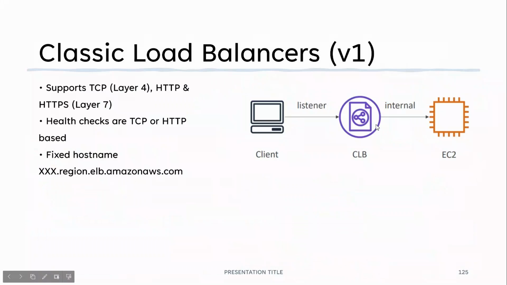Now talking about classic load balancers, basically it supports all of the protocols from layer 4 to layer 7, which are HTTP, HTTPS, TCP, UDP and everything. It has a fixed host name, as you can see. Basically host names are fixed in the case of classic load balancers and application load balancers. In the network load balancer there is a concept of static IPs, which we are going to discuss later on. But just understand that classic load balancers are the oldest generation load balancers, and they support all of the protocols.